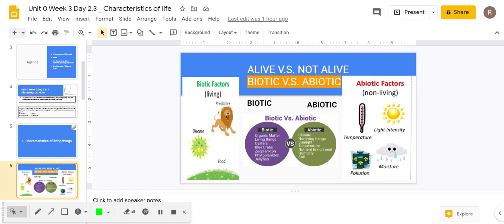Now, there are also abiotic factors. Those are non-living factors within our environment. Whenever you see the letter A in front of a word, notice that abiotic is just biotic with an A in front of it. An A usually means the opposite of whatever comes after it. So the opposite of living would be not living or not alive.